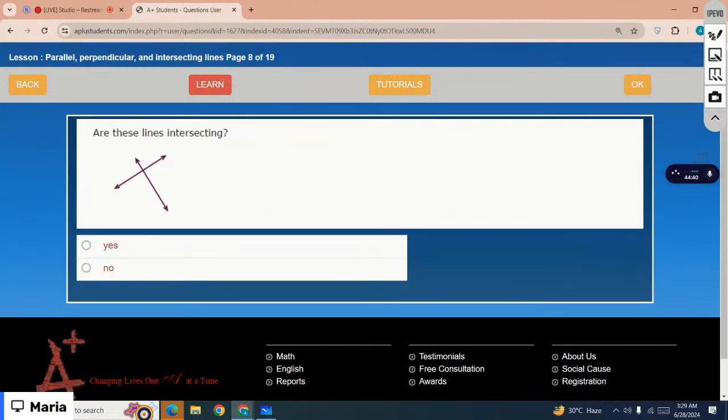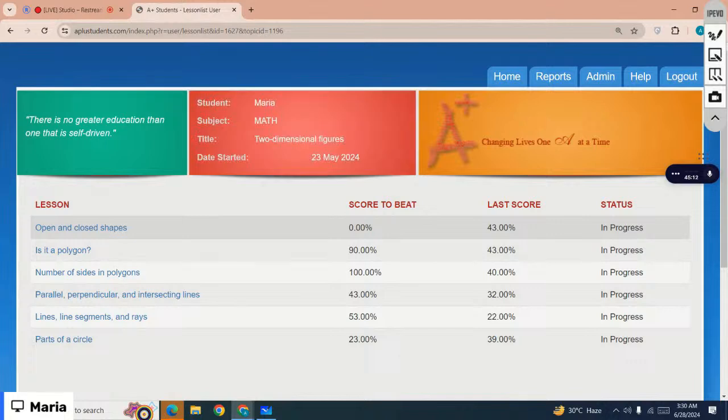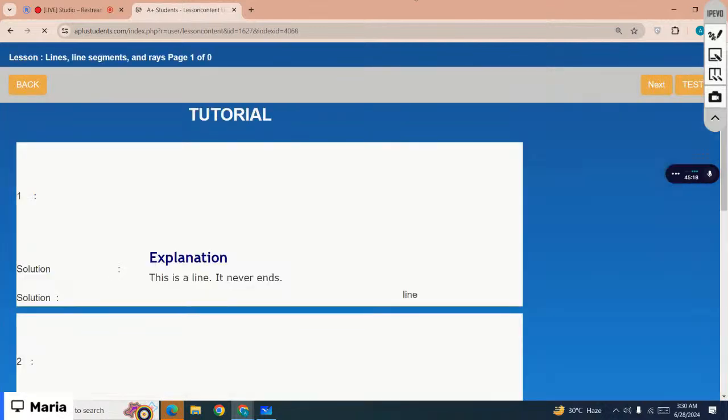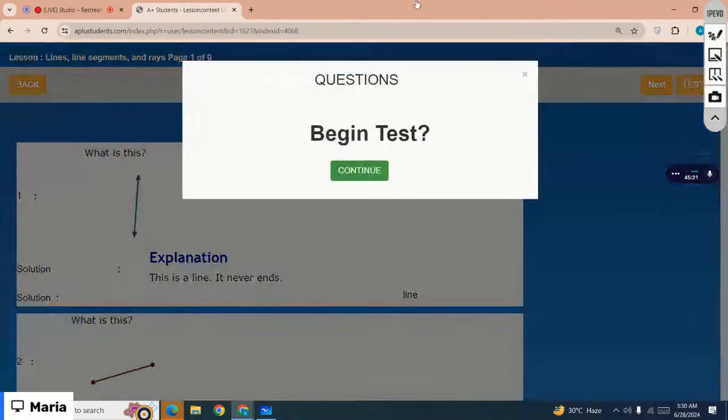Are these lines intersecting? Yes, they are intersecting, right? Okay, you can complete the lesson by yourself today. Let me just move on to the next lesson. The next lesson is lines, line segments, and rays. Let's just start with the test questions.